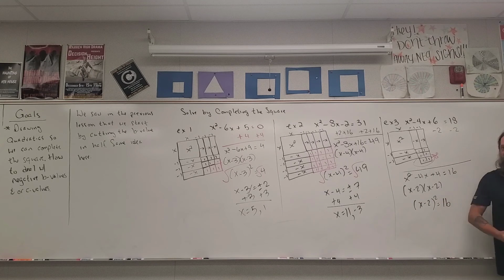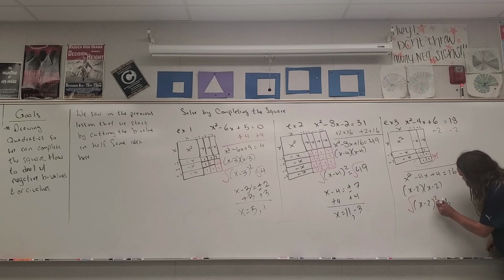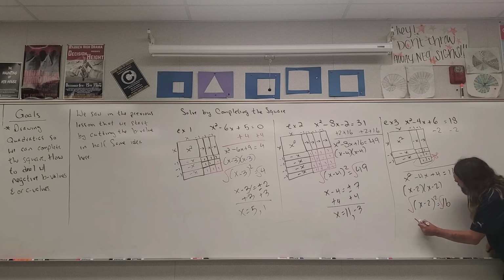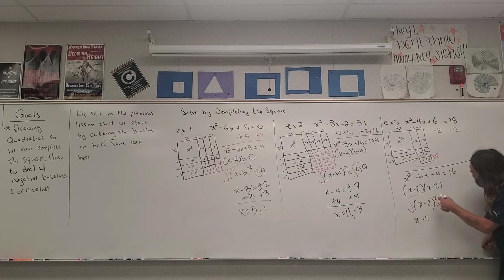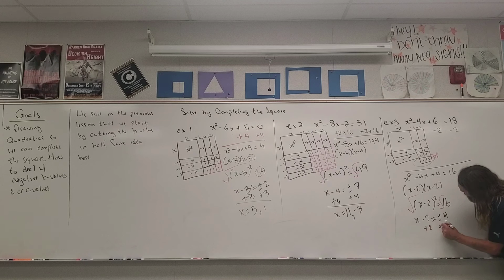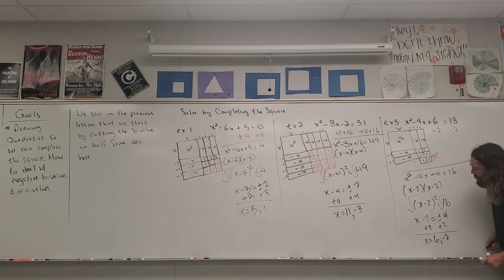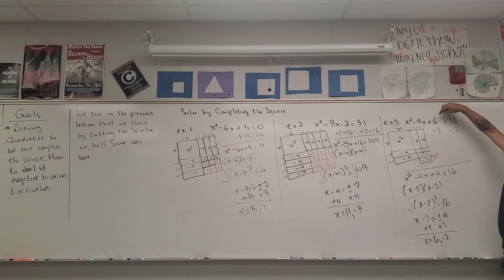And just like before, we can square root both sides. And here I get x minus 2 because the square root and the square cancel out. x minus 2 equals plus or minus 4. Let's add that 2 to both sides. And we get x is equal to 2 plus 4, which gets me to 6, and 2 minus 4 is going to get me to negative 2. So these are the values that will get me to a height of 18 when I plug into that quadratic.